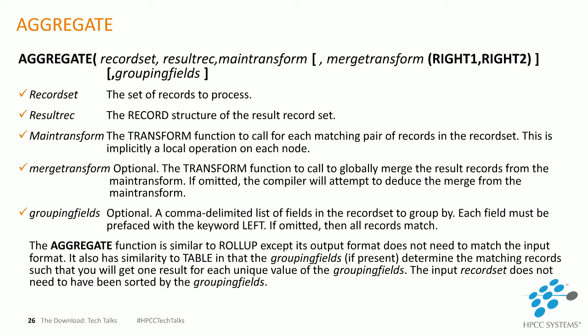And then we have this other parameter of aggregate called the merge transform. In this case, the merge transform is only needed if it cannot be deduced from the normal transform, if the compiler can't work out how to merge. Another thing about aggregate, which is kind of cool, is aggregate is implicitly local. So it will aggregate your record on each node individually, and then it takes the result on each node and does a merge. And I don't know anybody out there who remembers how a merge works.